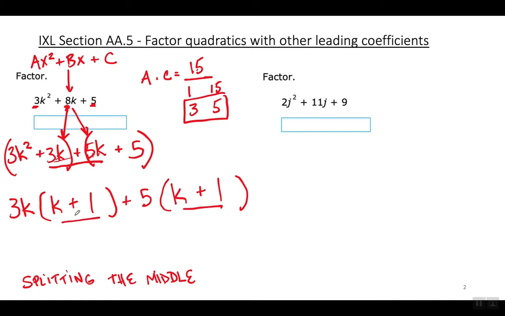Okay, now notice that inside the parentheses, I got the same thing in both parentheses. You always have to get the same thing in both parentheses. If you don't get the same thing in both parentheses, you did something wrong. It's got to give you the same thing in both parentheses.